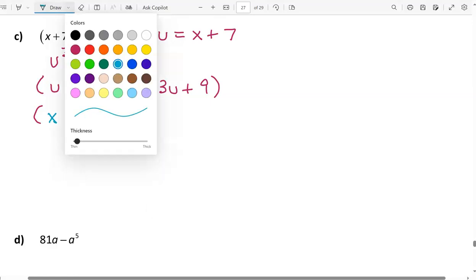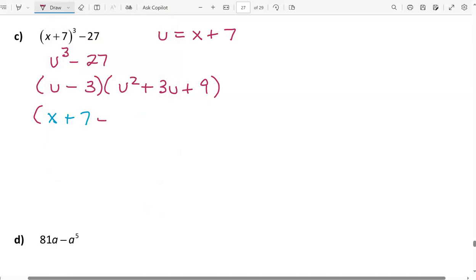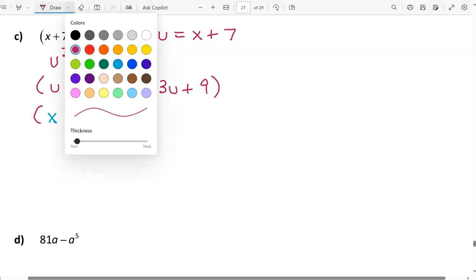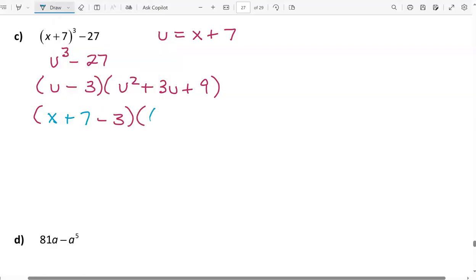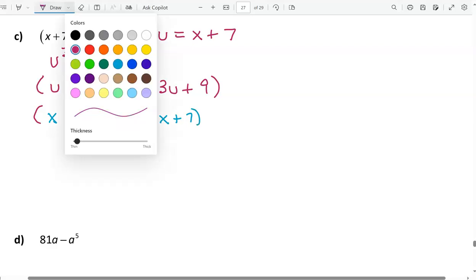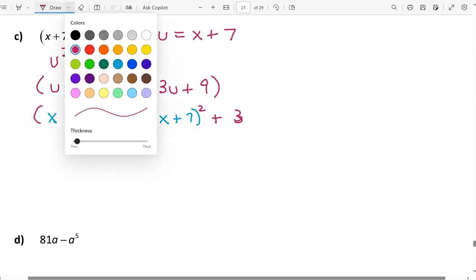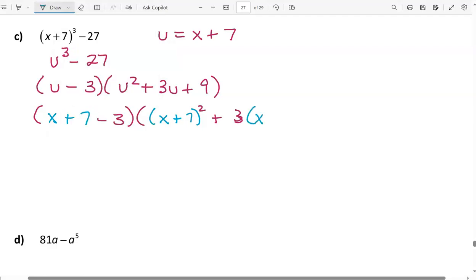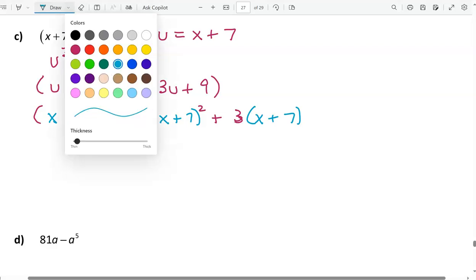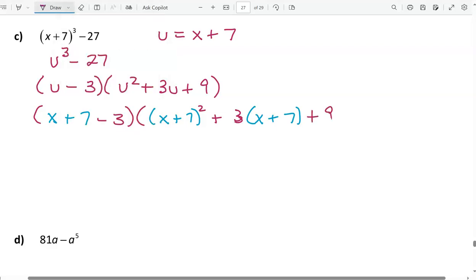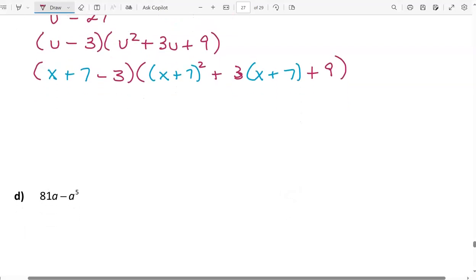So I want to always end with the same variable that was in the original expression that we were trying to factor. And I've tried to color code that so that it's very clear the substitutions that were made.